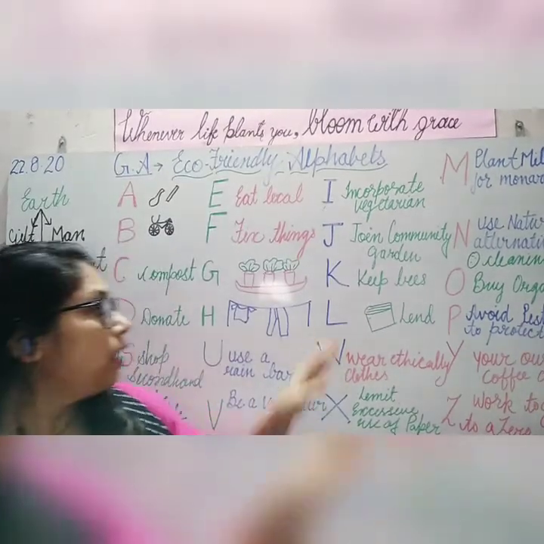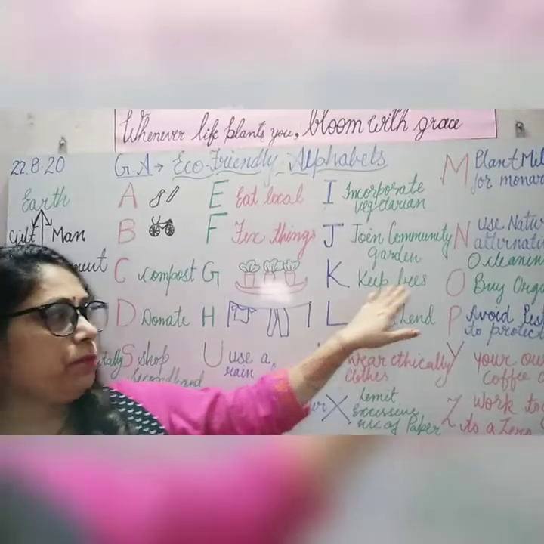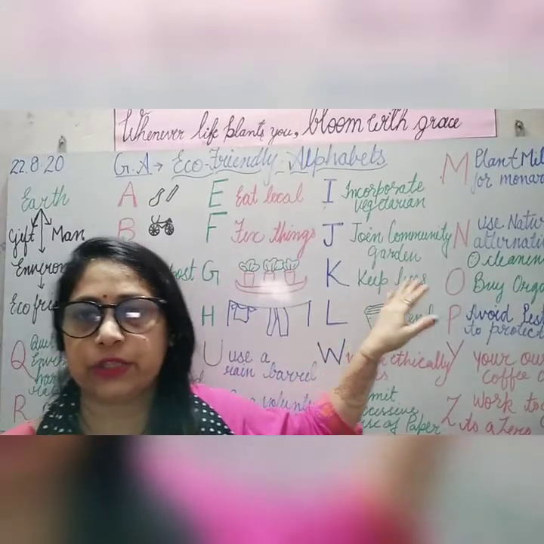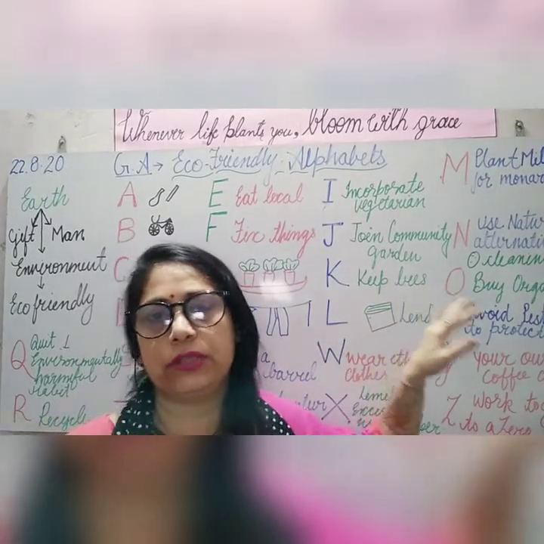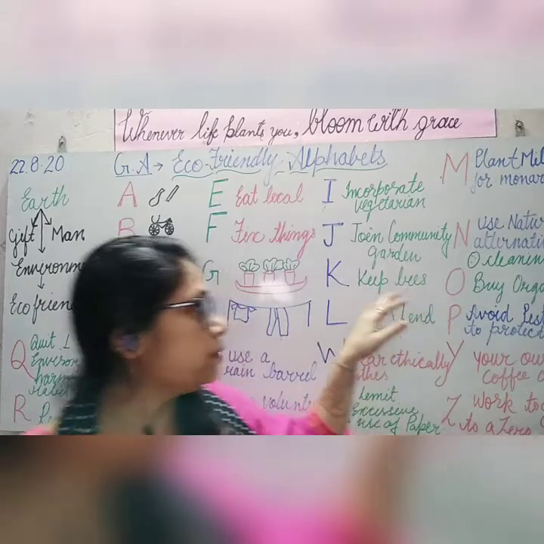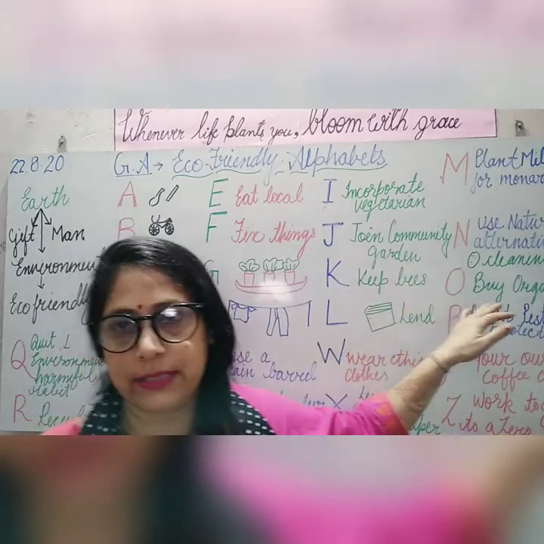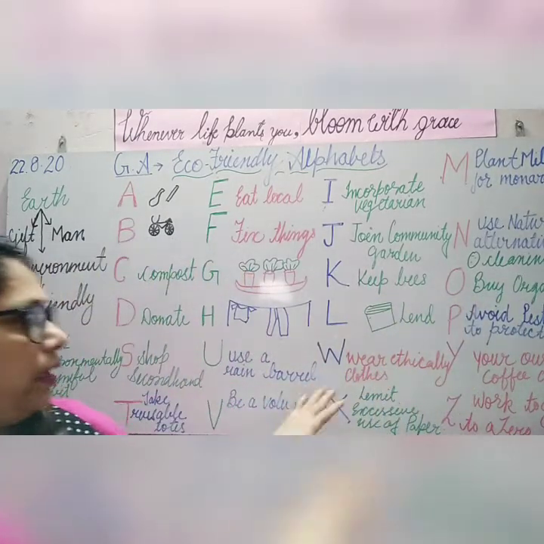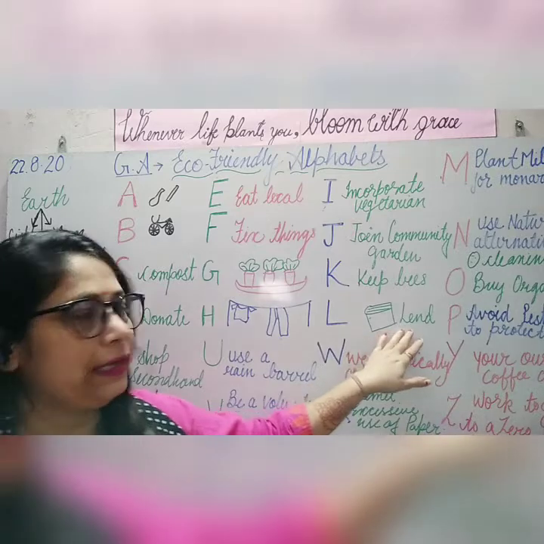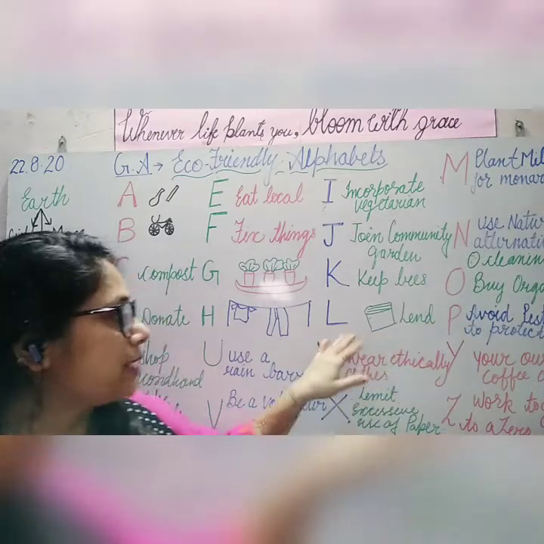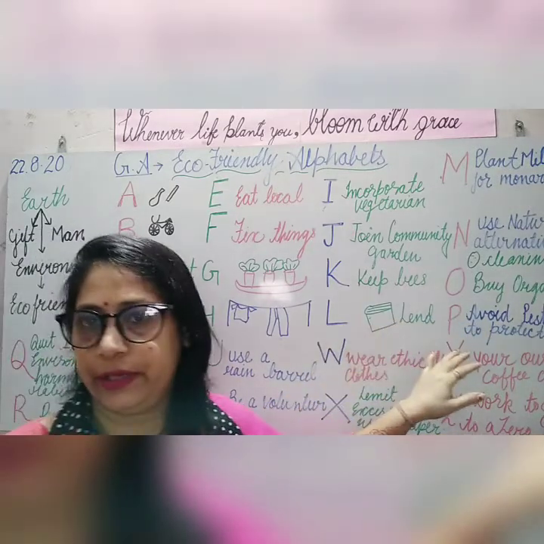Okay, children. K for keep bees. We should not destroy the bees. We should not harm the bees because bees are good pollinating agents. Okay. L for lend books or start a little library.